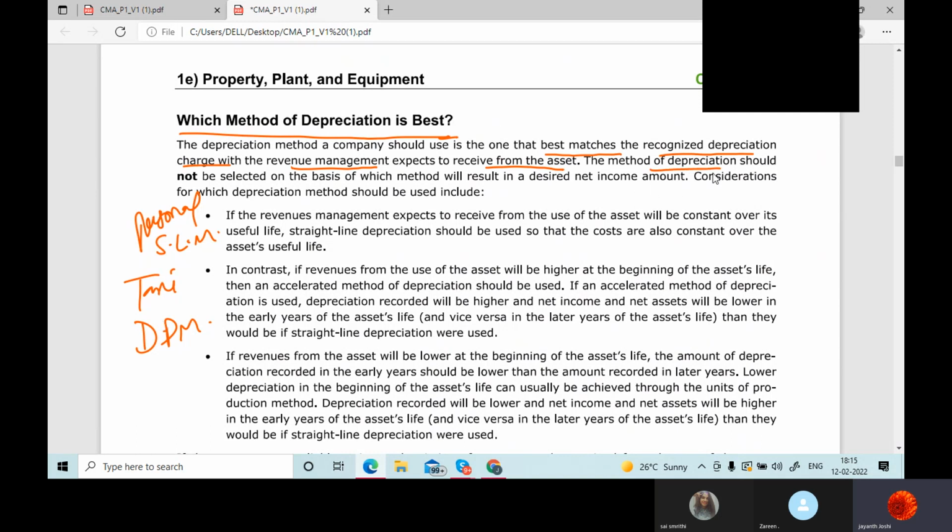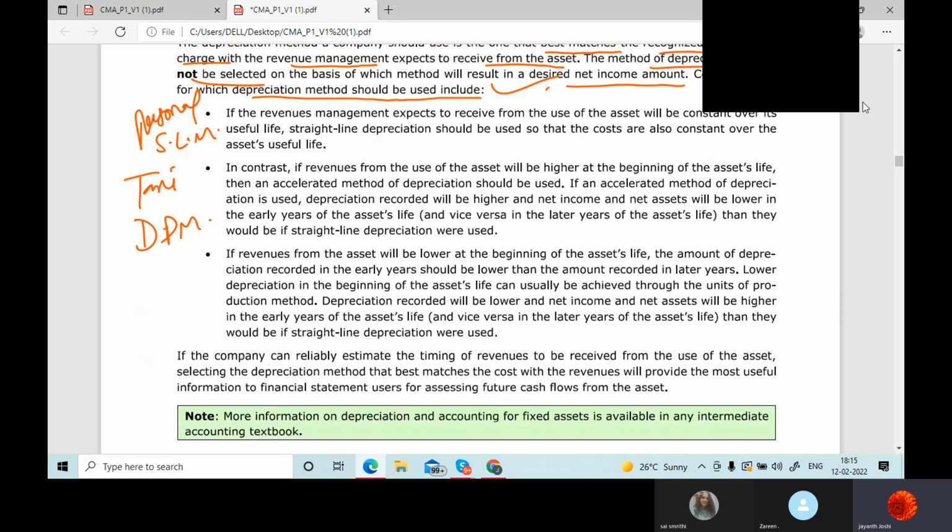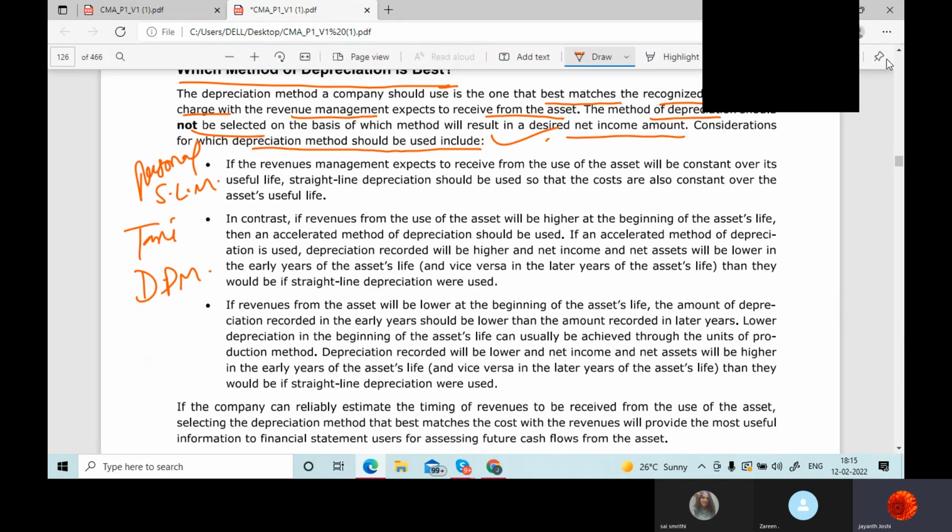So now the method of depreciation should not be selected on the basis of which method will result in a desired net income amount. Considerations for which depreciation method should be used include... So what is the consideration you have to take when you select or pick a method of depreciation? Three considerations they are giving.